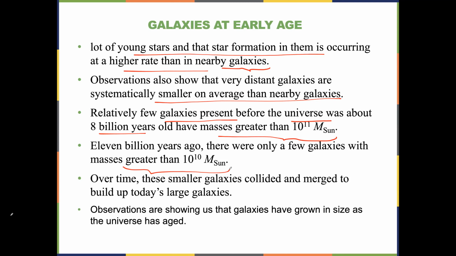And so our observations are showing that these galaxies have grown in size as the universe aged. So that means when you look at these galaxies that are so far away, they are very small in terms of size, but when you look at nearby galaxies, they are very large. So that shows us that these galaxies have grown in size with time, right?